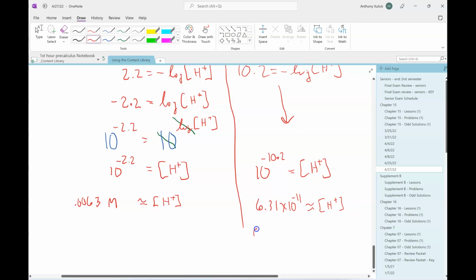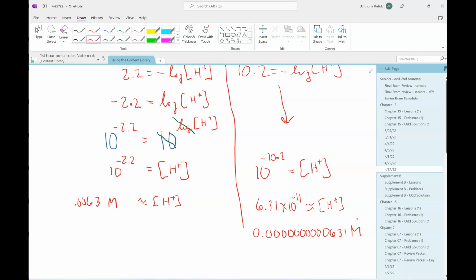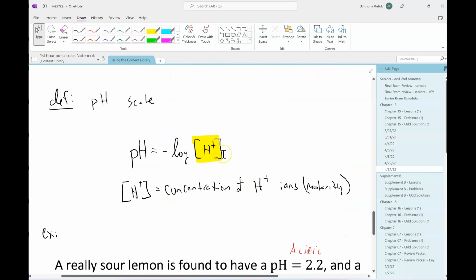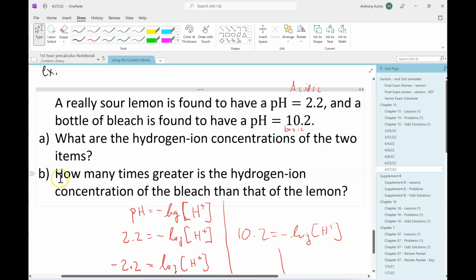Or really, that's 0.12345678910 zeros. And then, woo! It's a lot less hydrogen ions there, huh? All right, so that's part A.